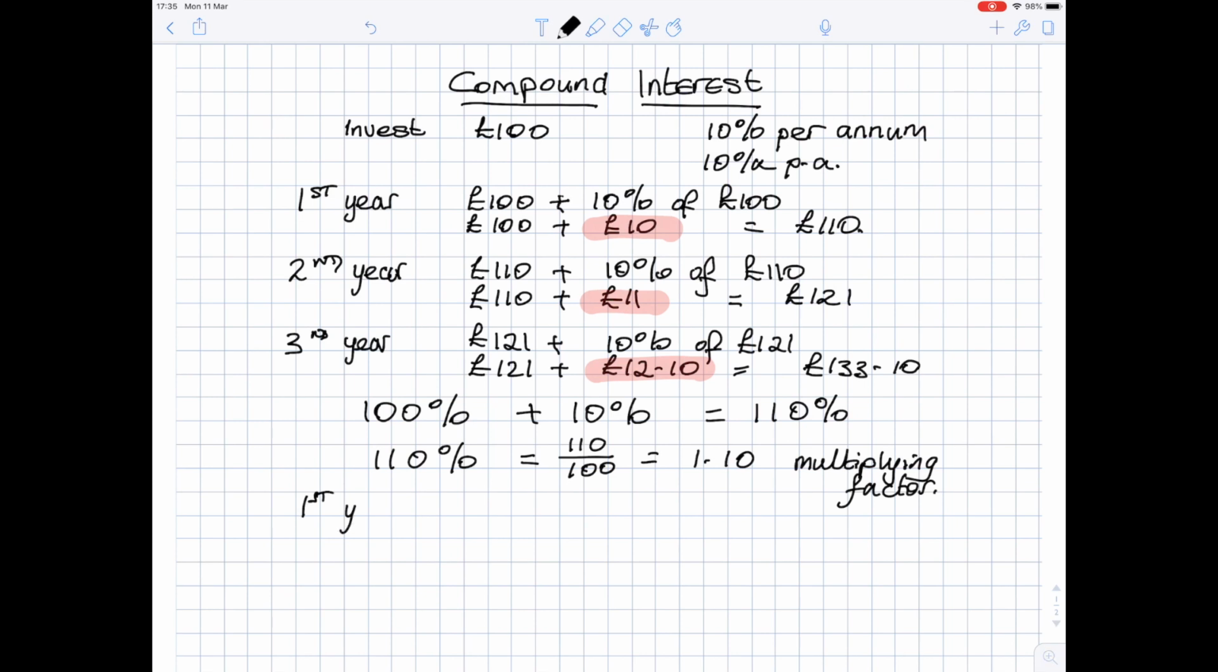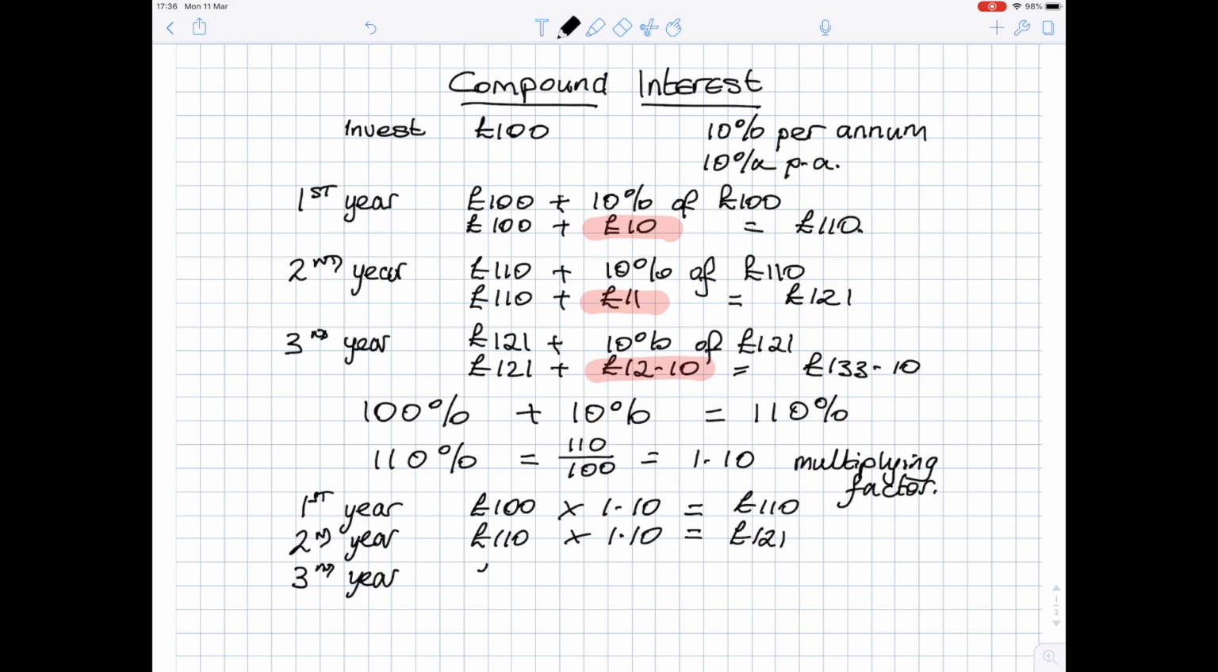So the same calculations as above. In our first year, we started with £100 and multiplying it by 1.10, 100 times 1.10 is 110. The second year, this time we're starting with 110 multiplying by 1.10, and that gives us £121. The third year, you start with £121 multiplied by 1.10, and it gives us £133.10. So rather than having two steps to work out each amount as we did in the first method, we've now worked out each amount in one step.